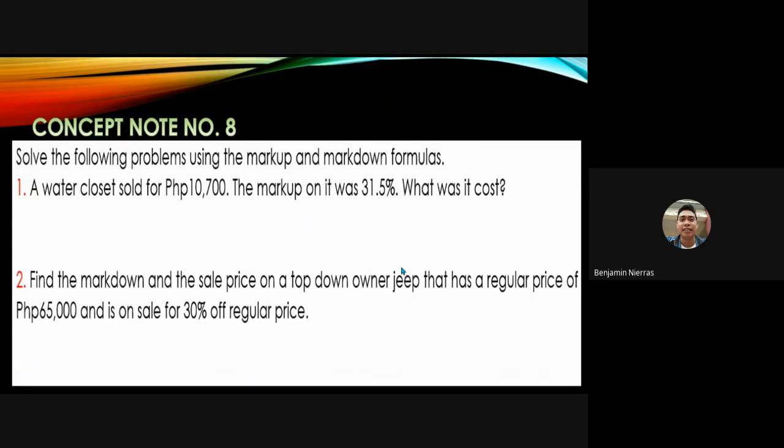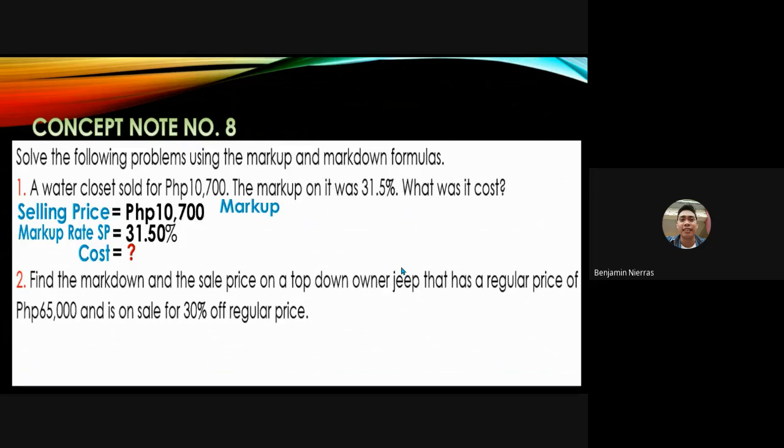Solve the following problems using the markup, markdown formula. So number 1, a water closet sold for 10,700. So please remember that this was answered under the lesson in the LMS. Water closet, 10,700 pesos, and the markup on it was 31.5%. What was its cost? So we have selling price 10,700 pesos, and we do not know the markup value, but we know its rate, which is 31.5%. And we are looking for the cost. To find the cost, just find first the value of the markup, then reduce it from the selling price. Then the remaining will be the cost.